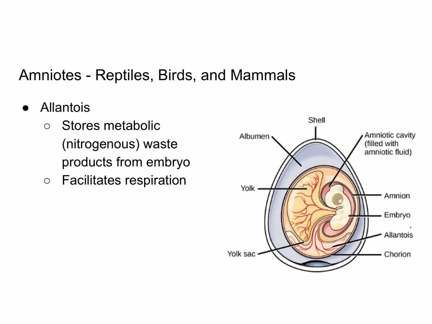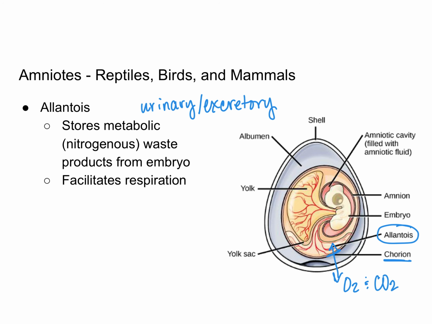And the allantois is a structure that stores metabolic waste products. And so these are waste products that typically occur from breaking down other molecules such as nucleic acids and proteins. So it kind of acts almost like a urinary system or an excretory system. It also helps to facilitate respiration. So you can see that it is kind of up against the chorion here, and the chorion is involved in facilitating respiration. So those two layers kind of work together to help move oxygen and carbon dioxide in and out of the egg.